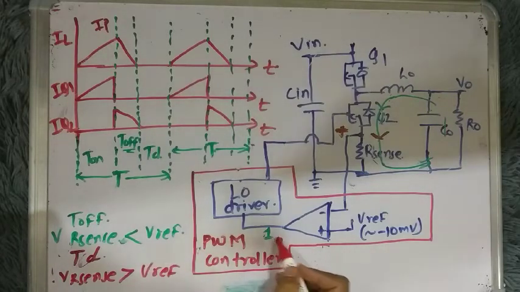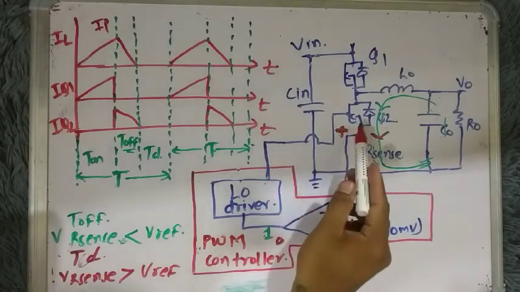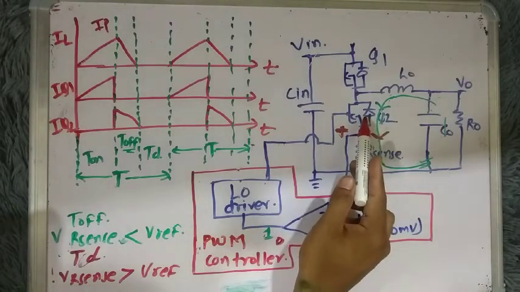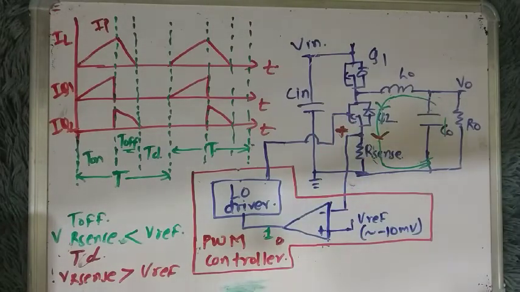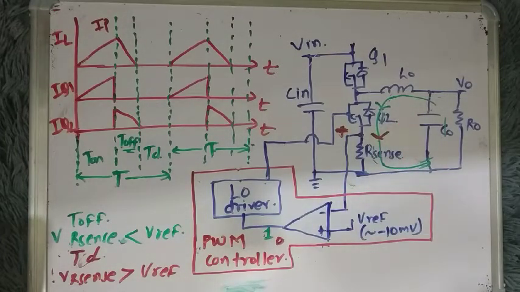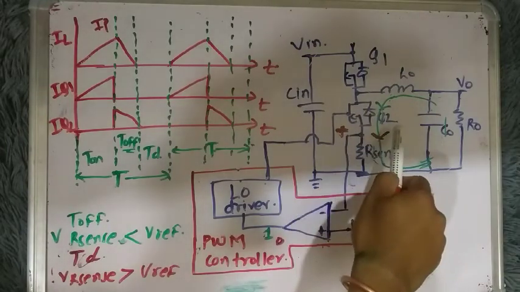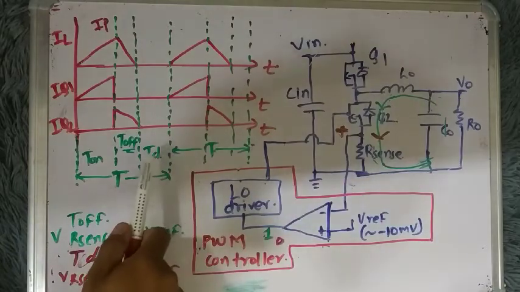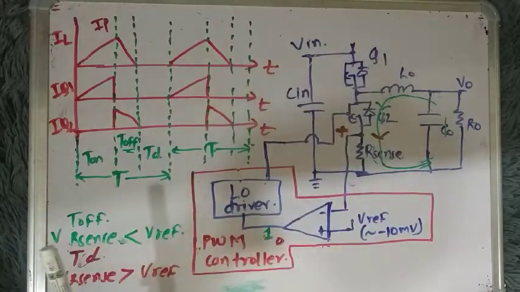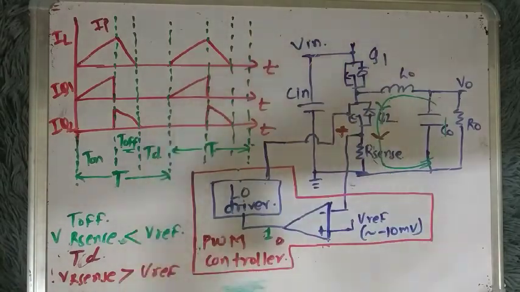That's why the comparator output is 0 and it disables the LO driver, and that's why the gate of the low side MOSFET Q2 is pulled down, and for time duration TD the Q2 is kept off. So this is called diode emulation, because in an asynchronous buck converter we have diode D instead of MOSFET Q2, right? And for time duration TD, as we discussed in the earlier part, this diode is not forward biased, right?